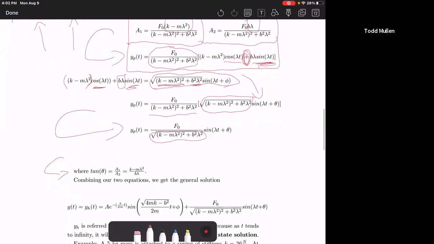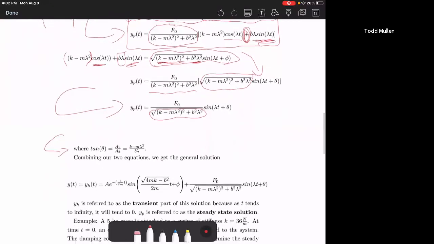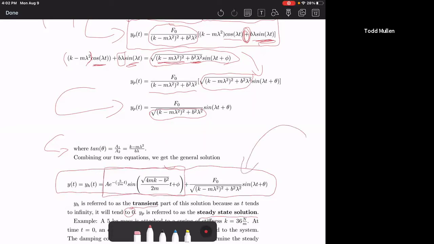Combining our two equations, the homogeneous one and the particular one, we get this entire solution, our general solution. Now the general solution is made up of a transient part and a steady state solution. The transient part will disappear as t goes to infinity because it just tends to 0. So that's this part here. That's the transient part. And the part we just solved for is your steady state solution.